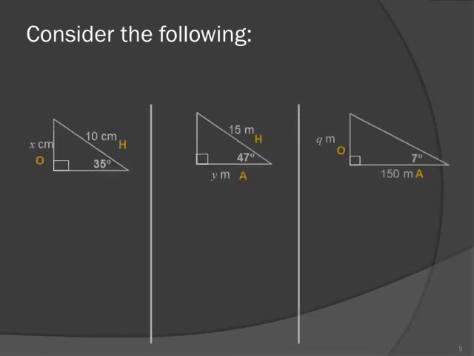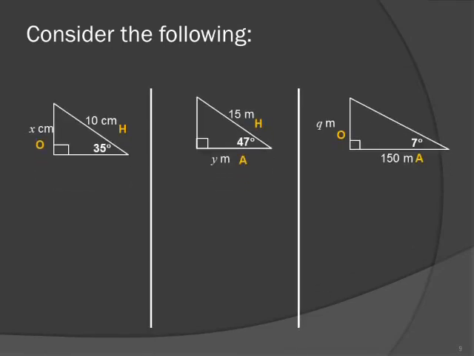Let's consider the following. And I'm going to do 3 problems here using one with each of the ratios. And you can see that the process is identical each time. So in the first one, we've got 35 degrees. Relative to that, we've got the O, which is the x, and the H, which is the 10. So for O and H, we're going to use sine. In the second one, we've got y is an A for the 47 degrees as our angle, and H is the 15. And in the last one, we've got 7 degrees as our angle, q is the O, and 150 meters is the A.